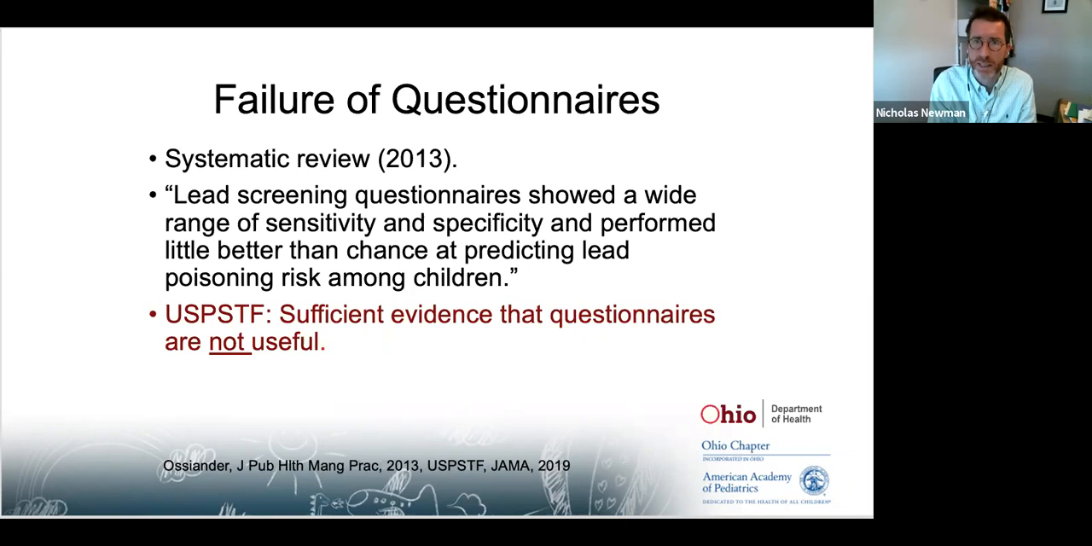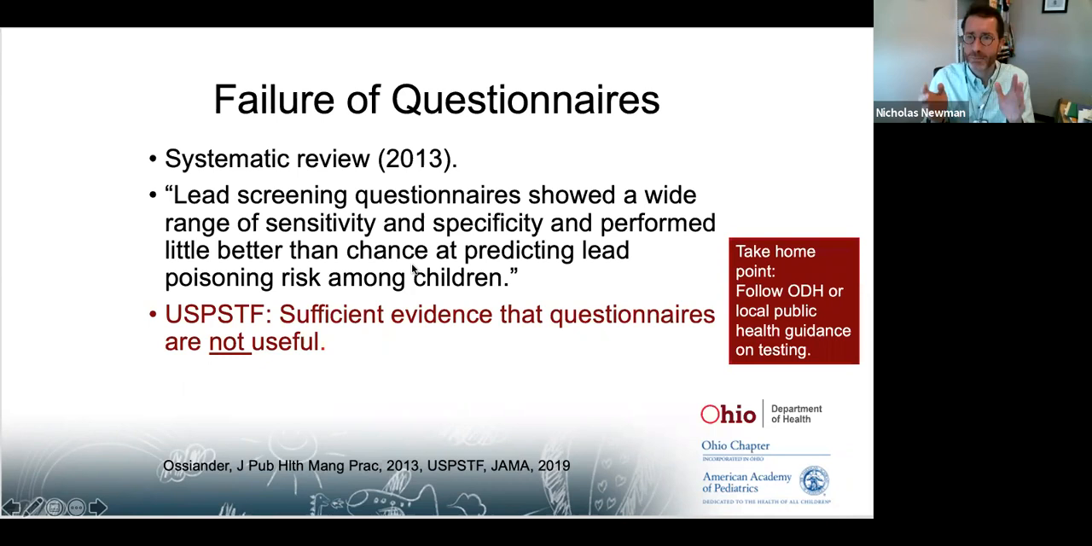Next slide. So ODH has this wonderful prediction model, and they've worked with academics over the years to refine it and to come up with who needs to be tested. And they try to base it on zip code, which is not perfect because zip codes aren't a perfect predictor either, but it's something that you can easily work with. Next slide, please.